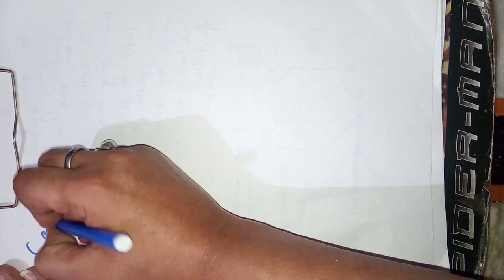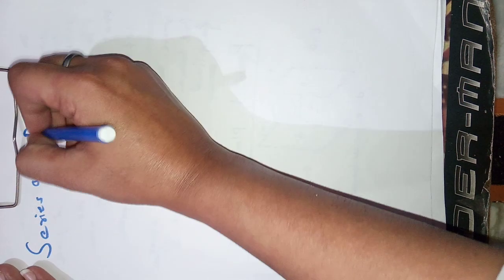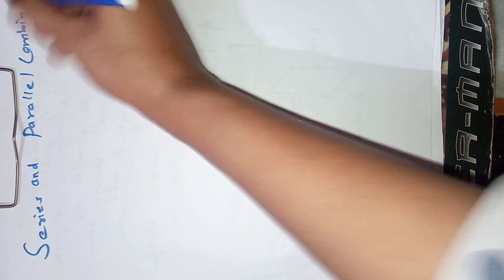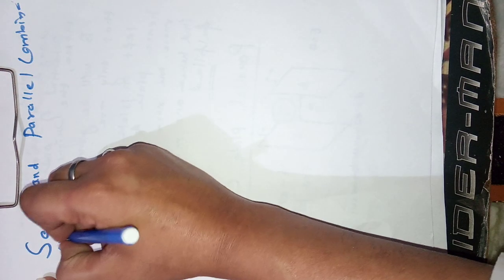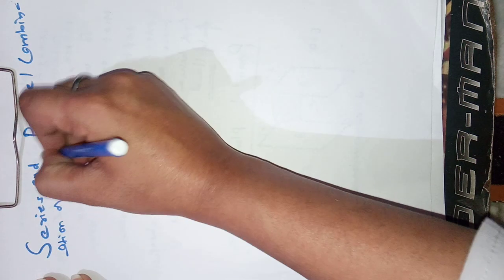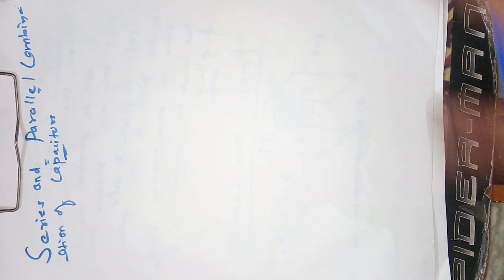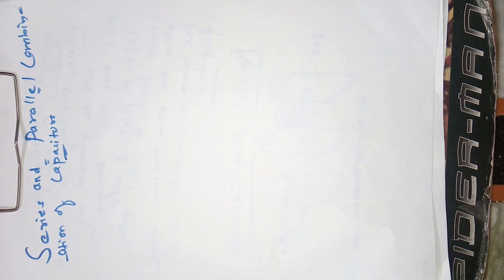Now we are going to consider the series and the parallel combination of capacitors. We know that we have two combinations for the capacitor, whether they are connected in series or they are connected in parallel. What is the series and parallel combination of capacitors? First of all, what is the series combination? How are we going to connect that series combination?